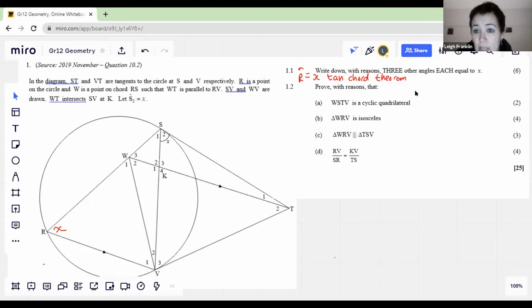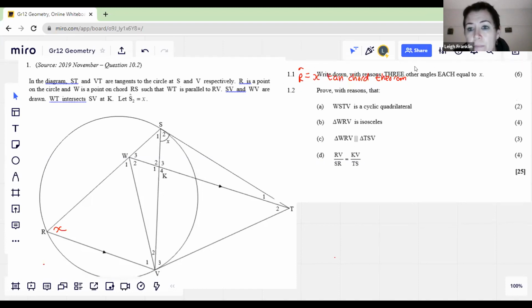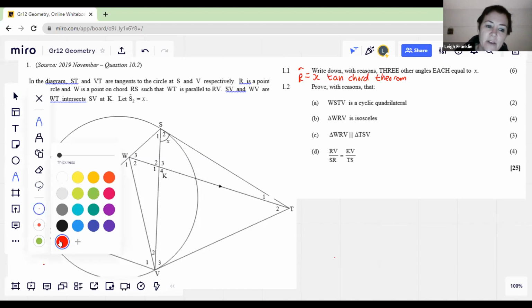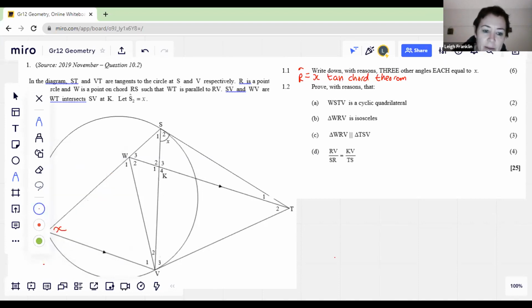Yes, it does. Good, Mihle. Well done. And the reason? Tangents from the same point. It's tan chord theorem. It's tan chord theorem. Okay, Mihle.